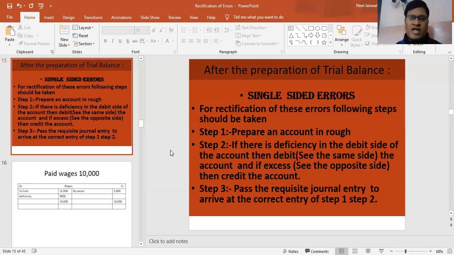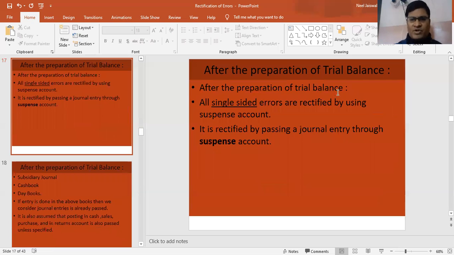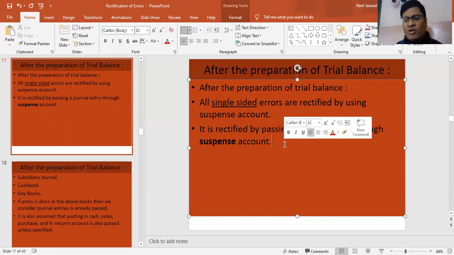This is the rule. As I have given you the example also, after the preparation of trial balance, these single-sided errors are rectified by using a suspense account if the account is already prepared. It is rectified by passing a journal entry to suspense account because only one account is involved. Now in our example, wages account is involved. If I have to debit wages, then wages account debit, to whom will I credit? To suspense. If I have to credit wages, then I have to write suspense account to wages account.